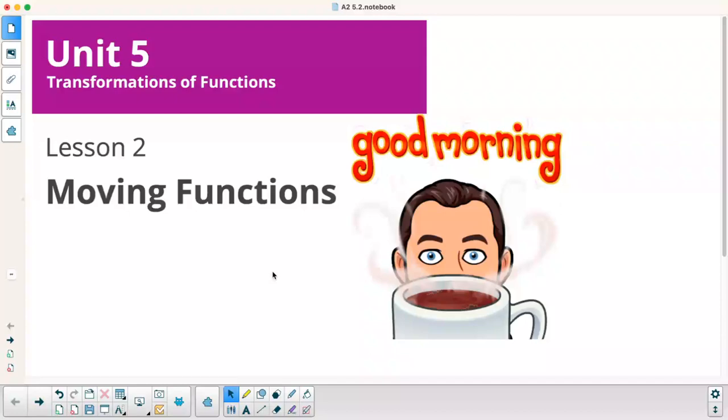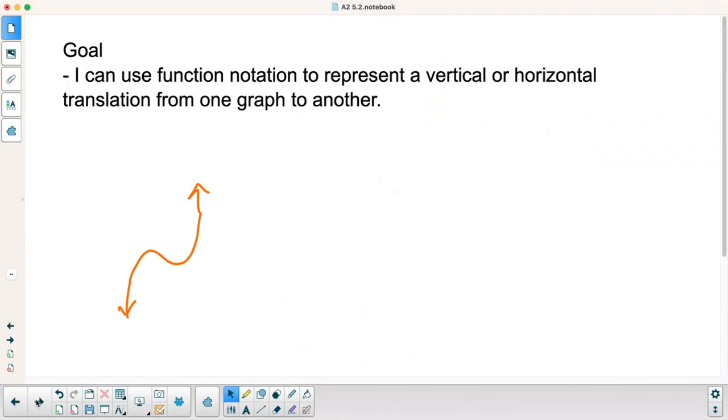Illustrative Math, Algebra 2, Unit 5, Lesson 2 is called Moving Functions. All right, so our goal today is: I can use function notation to represent a vertical or horizontal translation from one graph to another. Vertical is up and down, and horizontal is left and right.